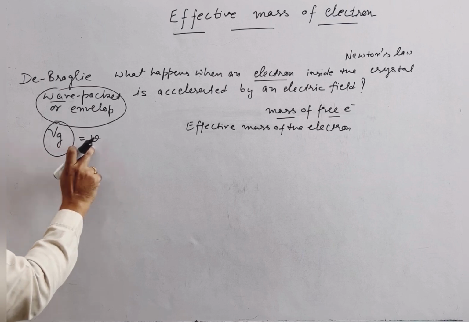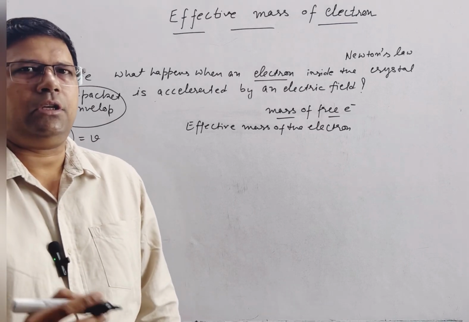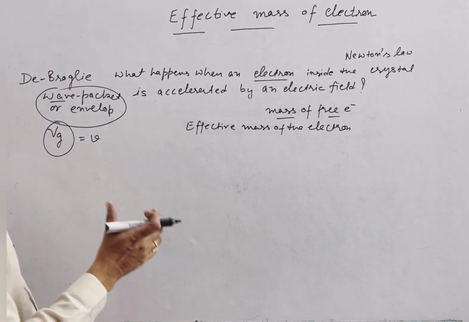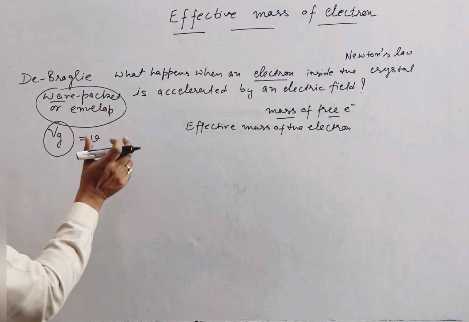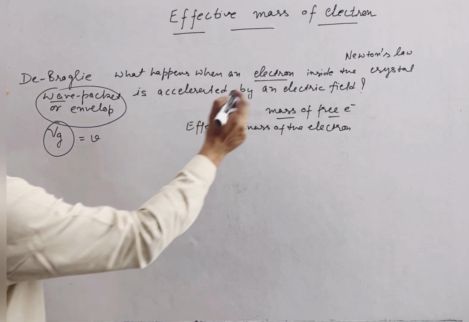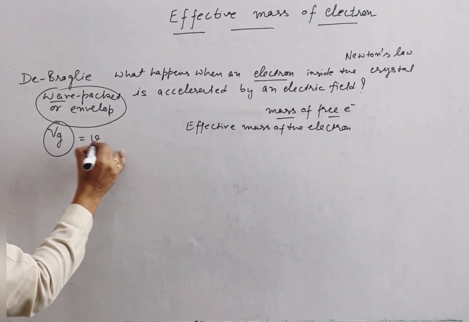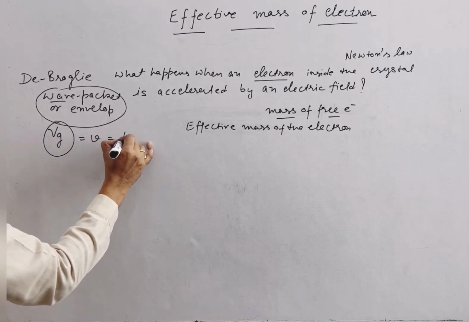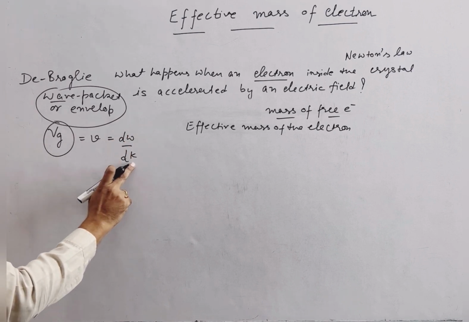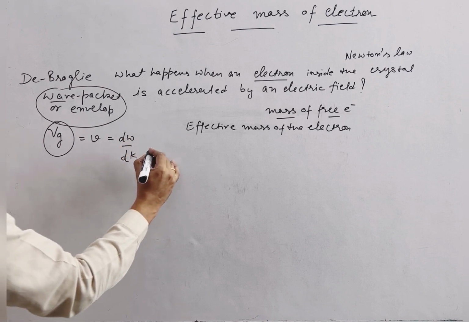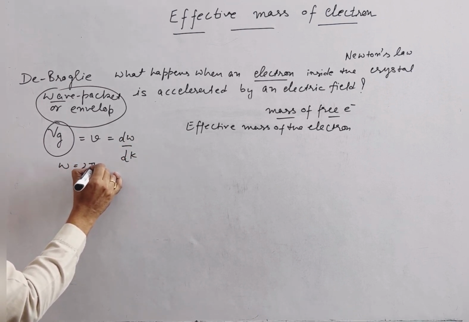This group velocity is equal to the particle velocity, which is proved in my lecture on group velocity and phase velocity and the relation between them. So we can show that this group velocity is equal to the velocity of the electron, and this is equal to d omega by dk, where k is the propagation constant or wave number, and omega is the angular frequency, or you can say 2 pi nu.